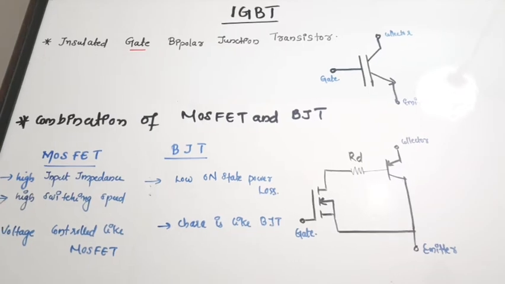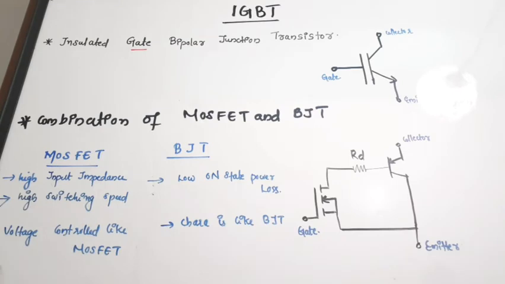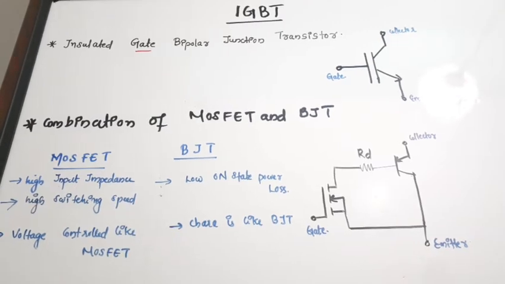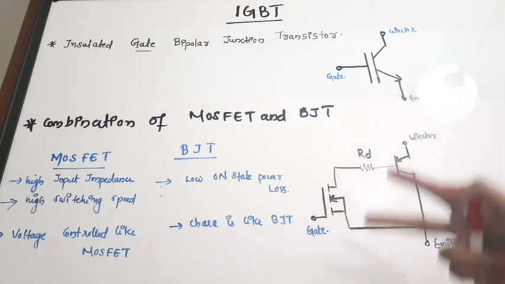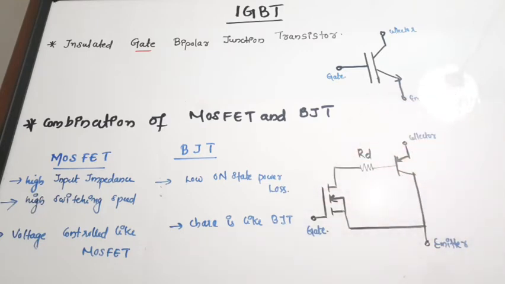I've listed it out separately for the MOSFET case and the BJT. If you take the IGBT, it has high input impedance just like a MOSFET, and also high switching speed. Another important thing is they are voltage controlled like MOSFETs. We all know that MOSFETs are voltage controlled devices, and BJTs are current controlled devices. So the IGBT is a voltage controlled device just like a MOSFET. The gate voltage is what turns on this IGBT structure. I hope those things are clear.